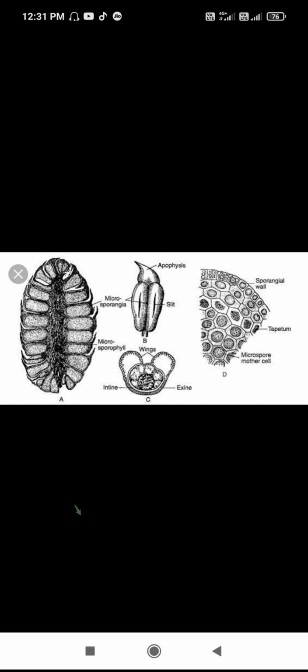The central part of the strobilus is called the axis, which is differentiated into nodes and internodes. At each node, bracts are fused and form a cupule or collar.